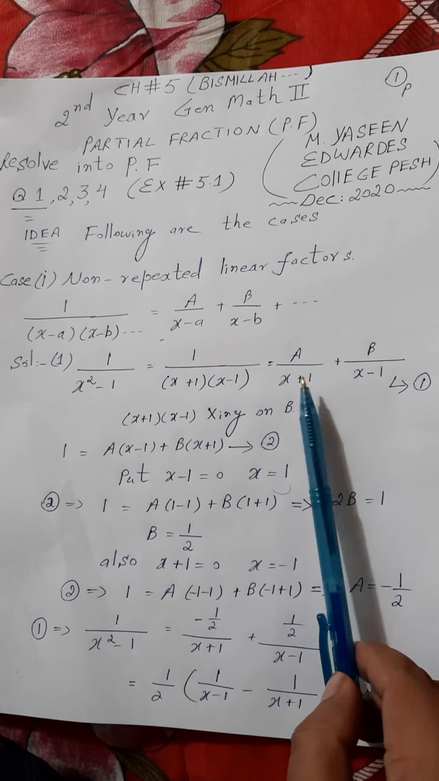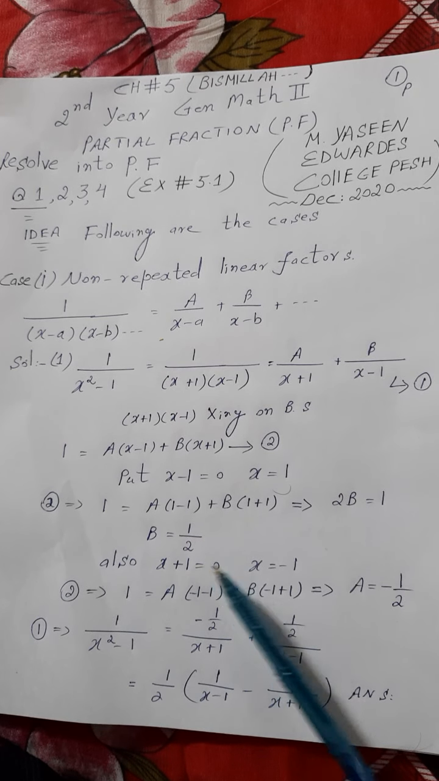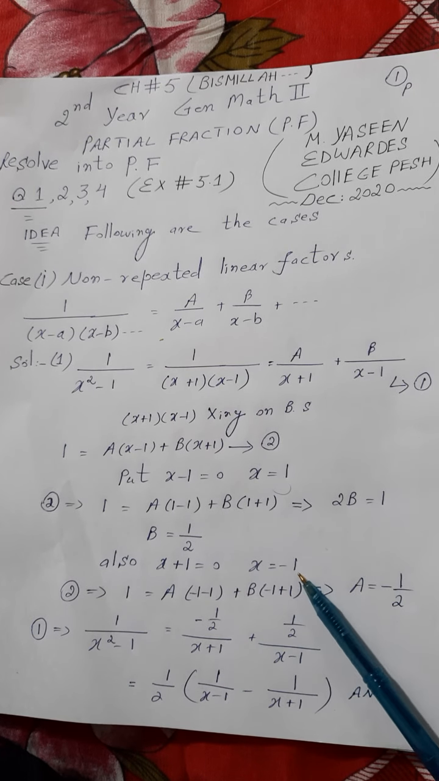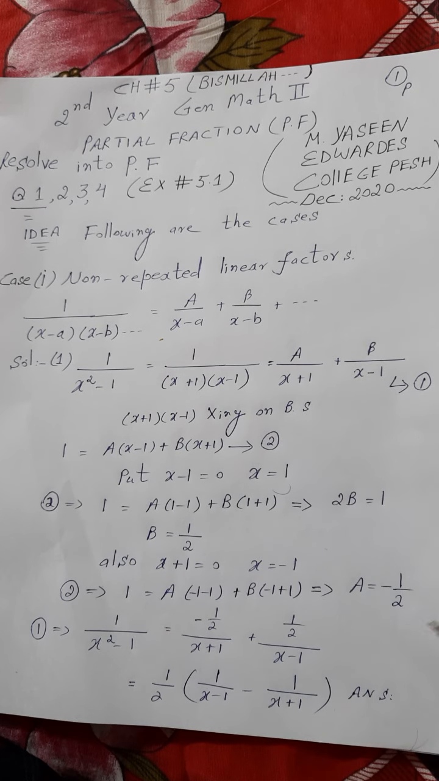Also put the other factor x plus 1 equal to 0, and in a similar fashion we have x equal to minus 1. Putting x equal to minus 1 in equation number 2, we have the value of A as minus 1 by 2.